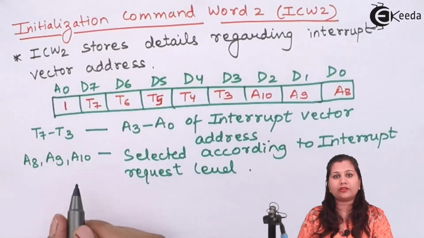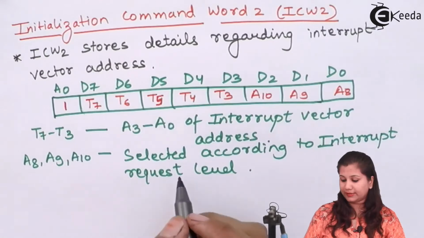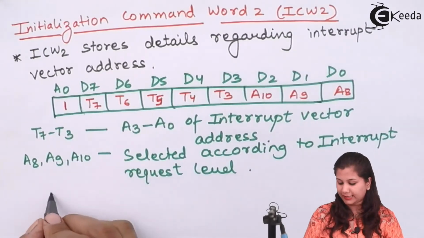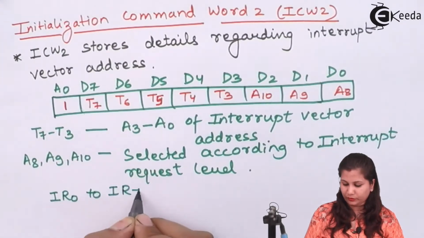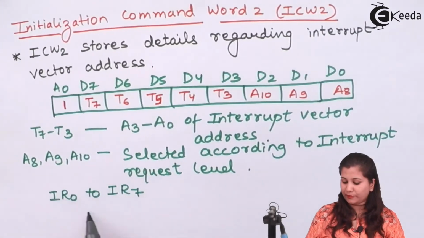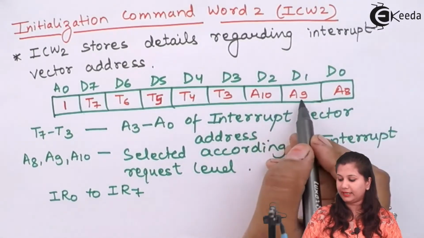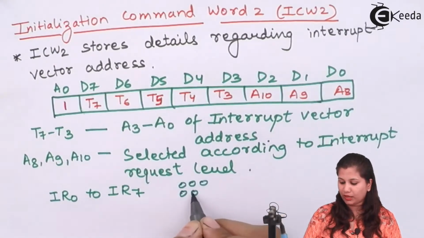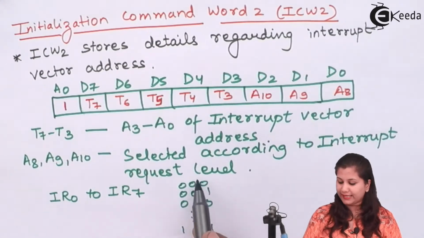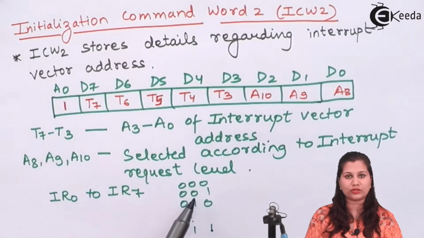These 3 bits are used to decide the 8 interrupt requests, because this 8259 IC has the interrupt requests from IR0 to IR7. So these 8 interrupt requests will be selected by using these 3 bits, A10, A9 and A8, like 000, 001, 010 till 111. So for these 8 combinations, the corresponding requests are associated with them.